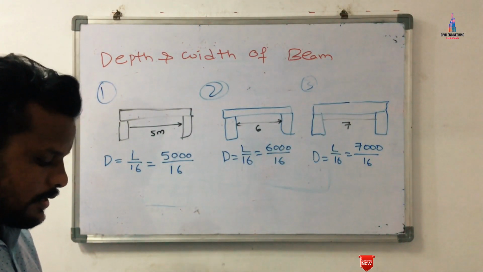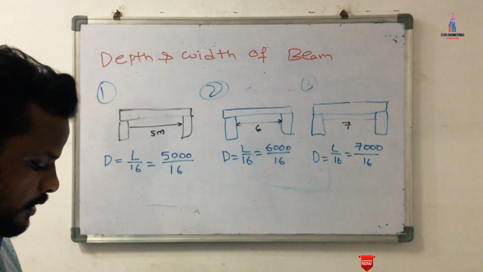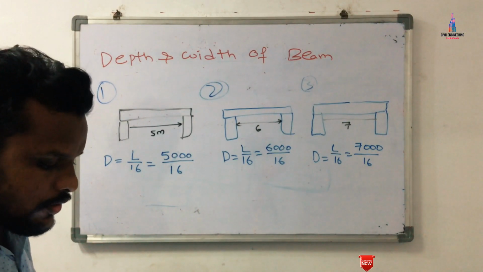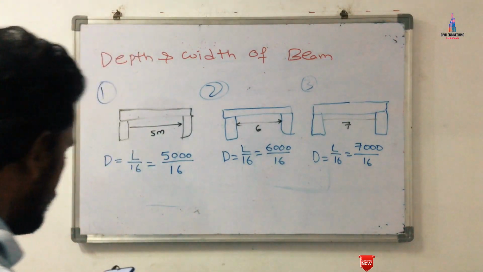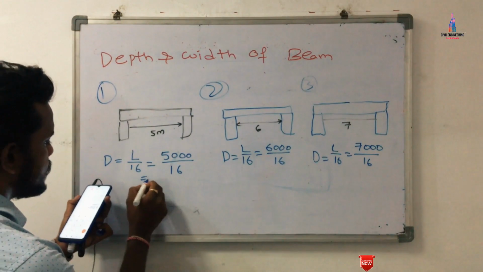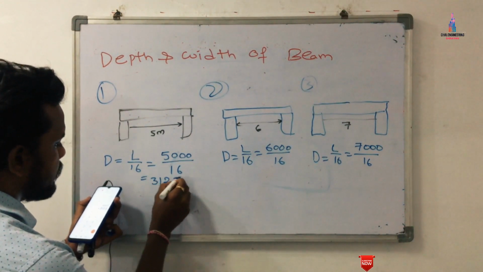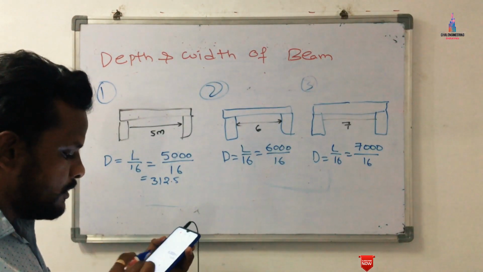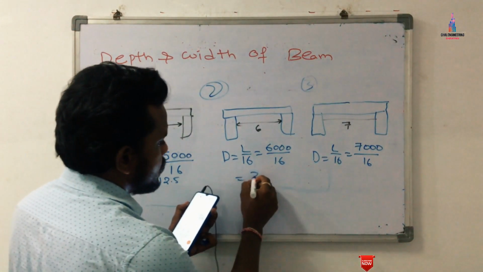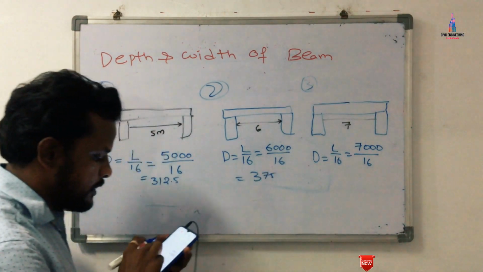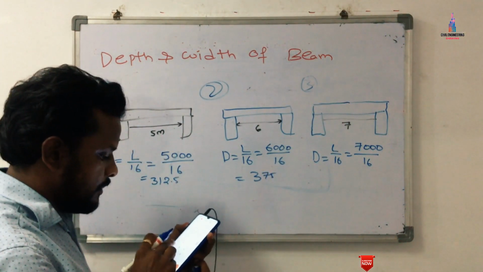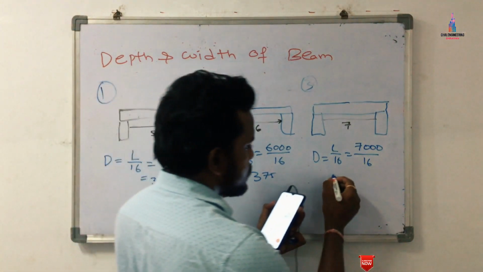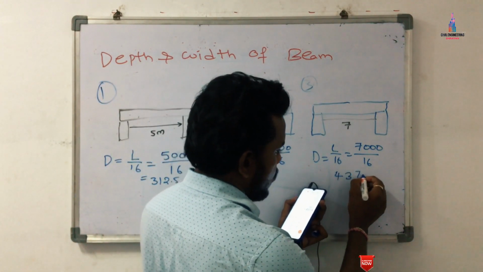Let us consider the first one, 5000 divided by 16, which is approximately 312.5 mm. For the second one, 6000 divided by 16 is approximately 375 mm. For the third one, 7000 divided by 16 comes to around 437.5 mm.